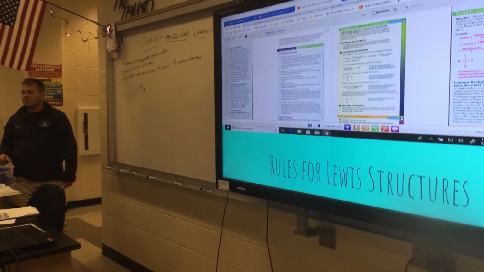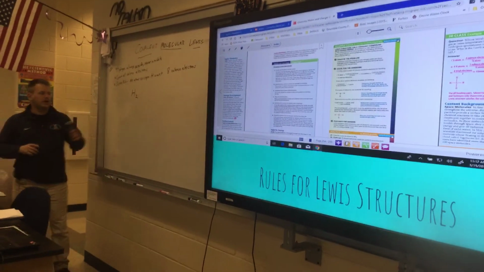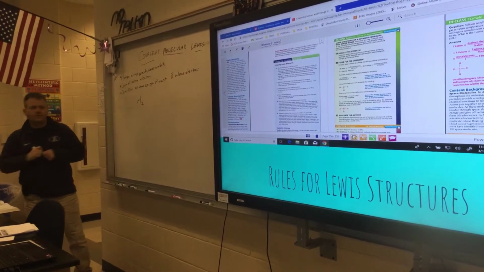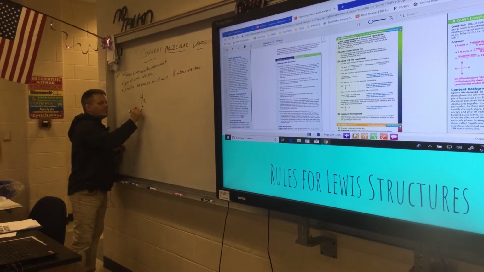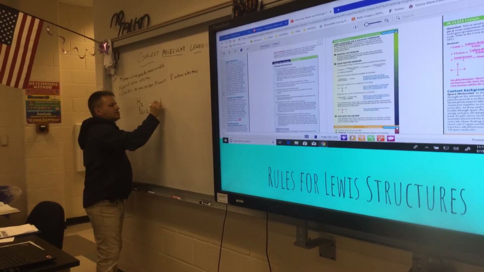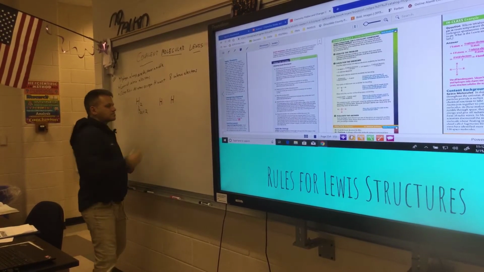So H's never go in the middle. We're going to count the valence electrons. How many valence electrons does hydrogen have on the periodic table? 1. But we have 2 of them. So what is that total? 2. So we have 2 total valence electrons. So I have an H here and I have an H here.